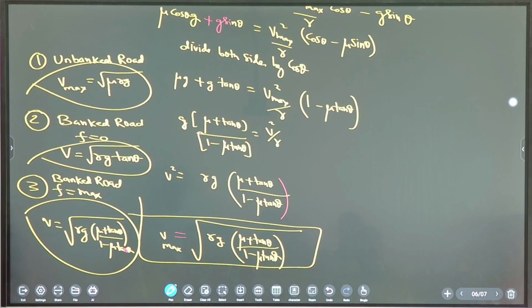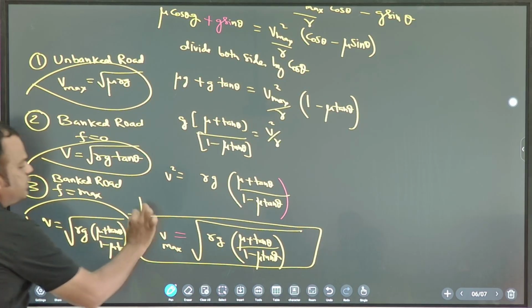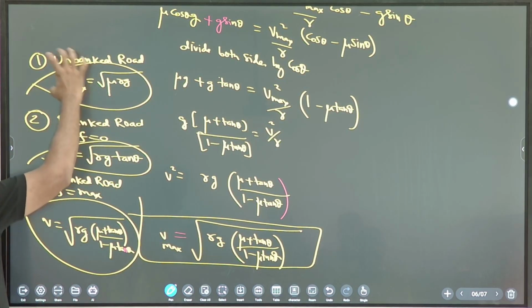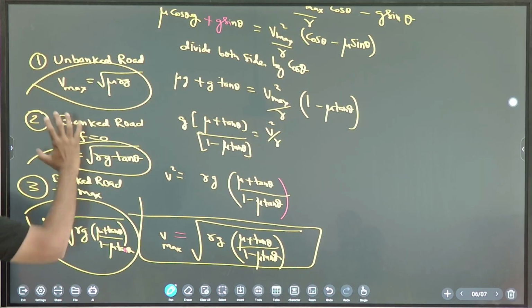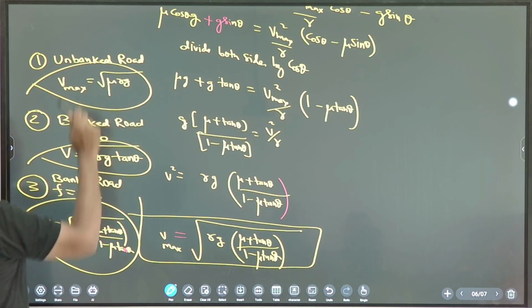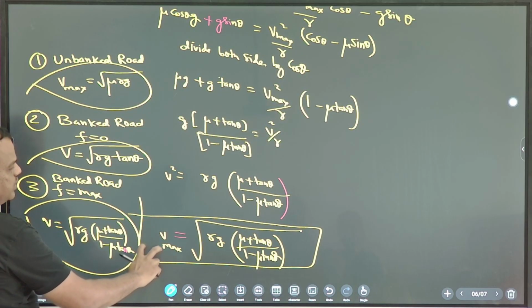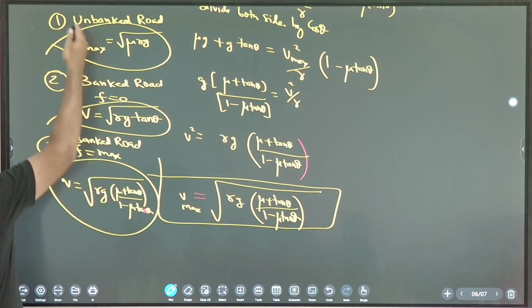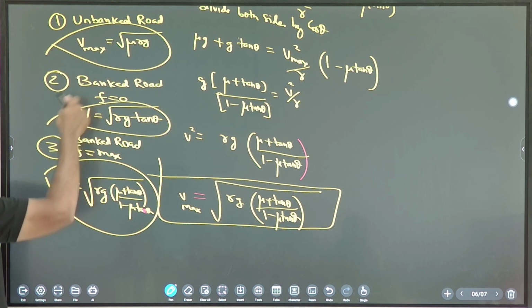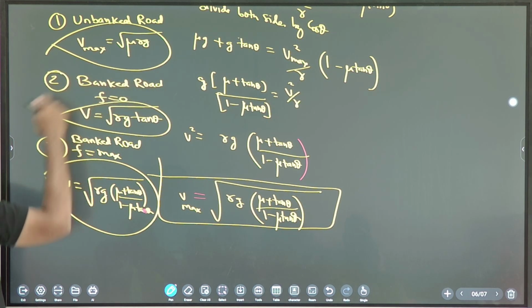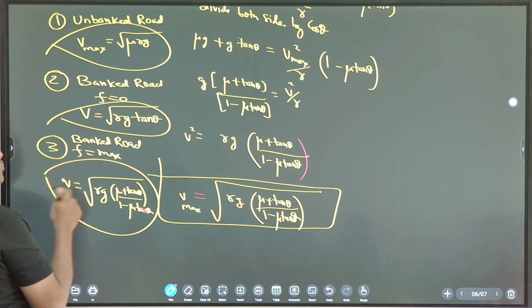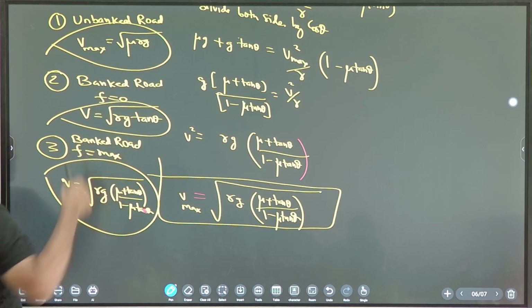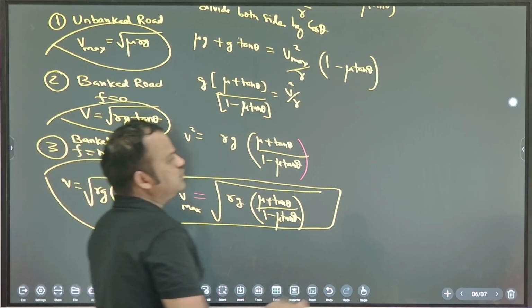Okay, three formulas. So when you read the question, first you identify which case. How many cases? 3 cases. So identify which case: unbanked road, banked road. If it is a banked road, zero friction or maximum friction. All formulas are different. And how to find tan theta?